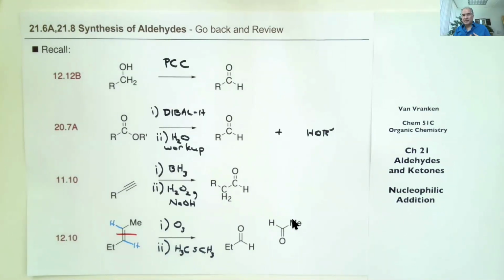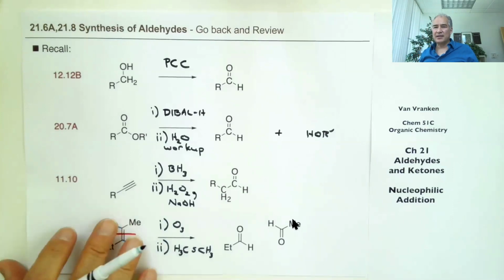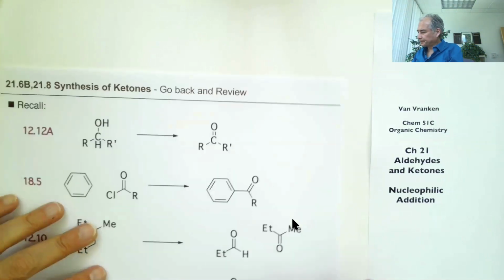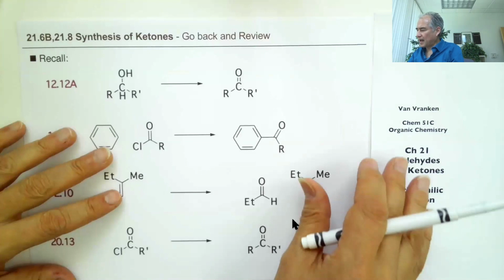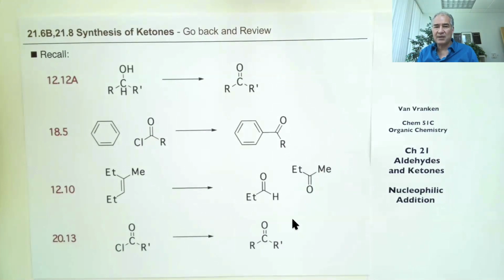Okay. So you need to know how to make aldehydes. You also need to know how to make ketones, and generally that's very, very similar. This idea that you can make ketones out of alcohols or by hydroboration oxidation. Let's talk about those sequences.